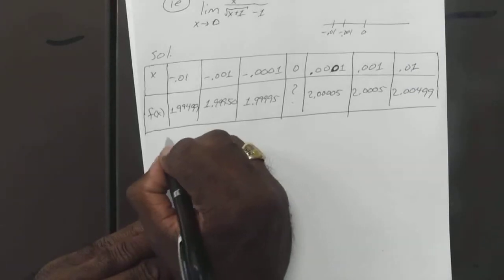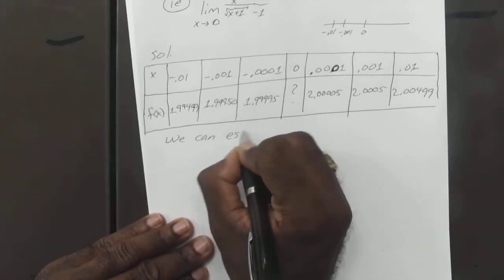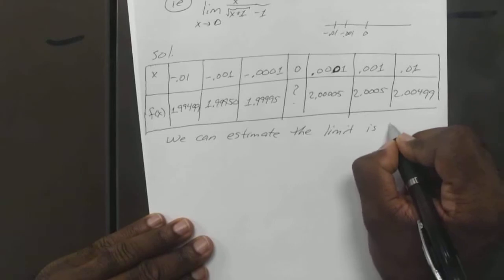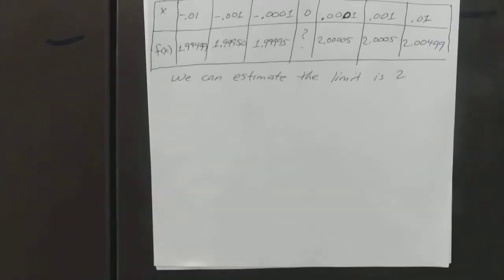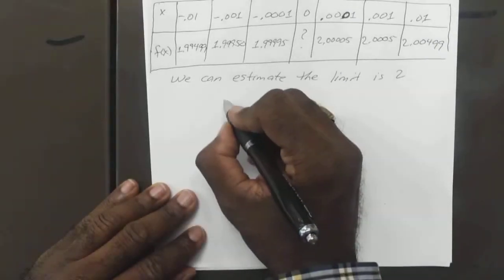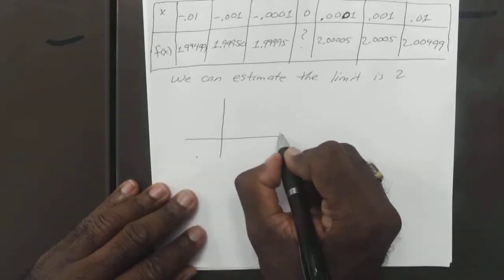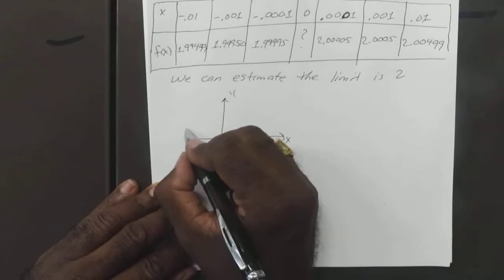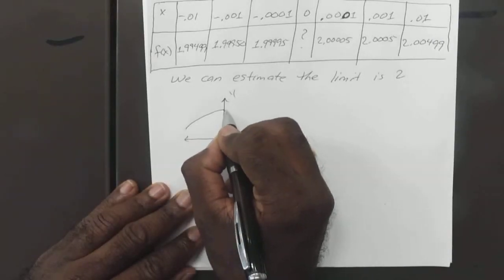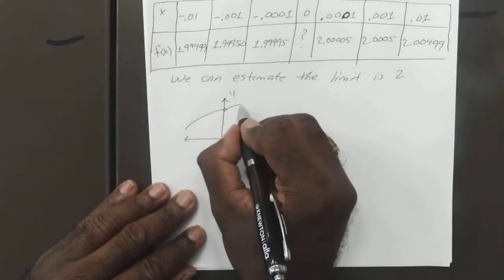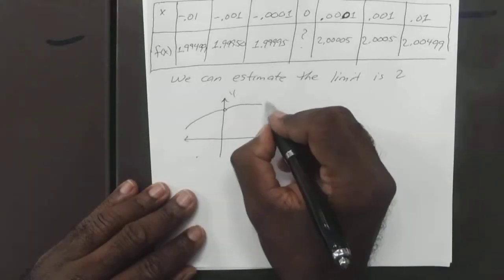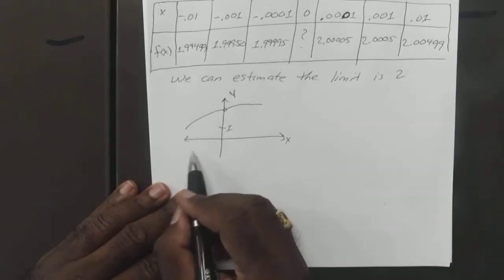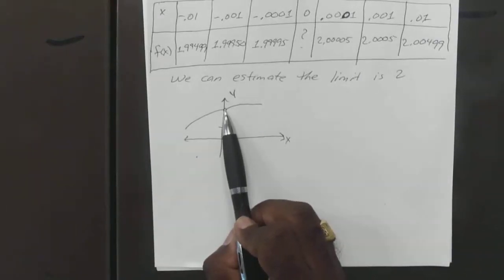Okay, so we can actually estimate the limit is 2. Okay, so if we drew that out in an actual graph, you have your x-axis and your y-axis. That would be an open circle, and it would keep on going, somewhat like that. Okay, so that would be 1 there. So as it gets closer and closer to 0, it'll never have a y value there.